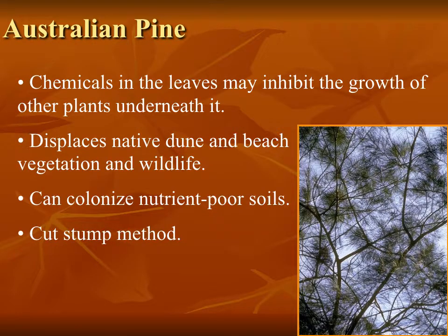Again, it inhibits the growth of a lot of the plants underneath, so it really outcompetes many other plants that are much more beneficial to have on the beaches. It loves our nutrient-poor soils, which are typically found along the beaches. Again, with the cut stump method, you chainsaw these down or cut them down, and then you paint the appropriate herbicide onto the conductive tissue, the xylem and phloem.